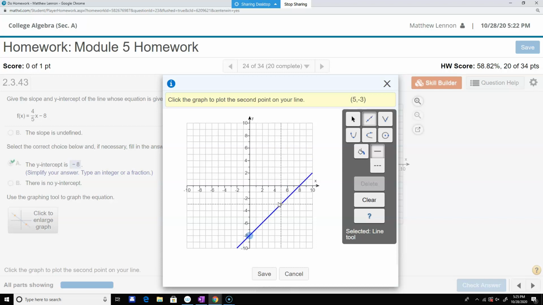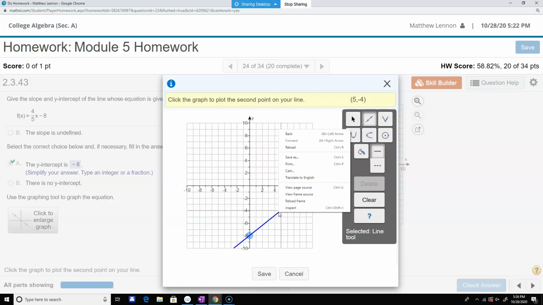And then from this point, this -8 on the y-axis, you can find a second point by using the slope. So remember, positive numbers are oriented upward in the y direction and right in the x direction, and negative numbers would be downward in the y direction and left in the x direction, the horizontal direction. So since our slope is 4/5, that means if we go up 4 and then to the right 5, we'll find another point on the line. So from here, count up 4, 1, 2, 3, 4, and then right 5, 1, 2, 3, 4, 5, and then that's the second point on the line.